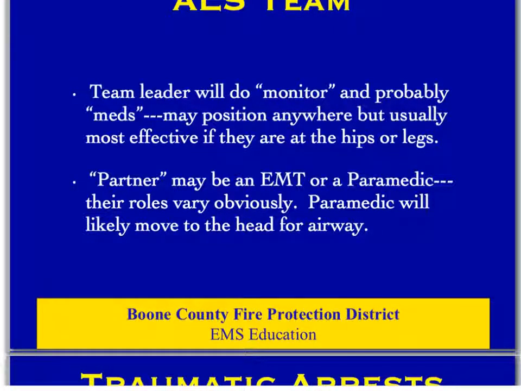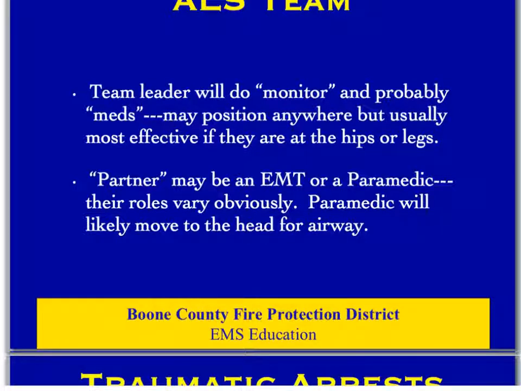As we know, every ALS team has the prerogative to handle things however they would like to, and there's probably a lot of variation out there in terms of how they do things, but one of them will have to be the team leader, and that person will typically handle the cardiac monitor and assess the rhythm, because that's what drives treatment. And that person is typically also a good one to give medications. So that person will typically position themselves at the hips or legs and watch the monitor and give medications and direct the team's actions.